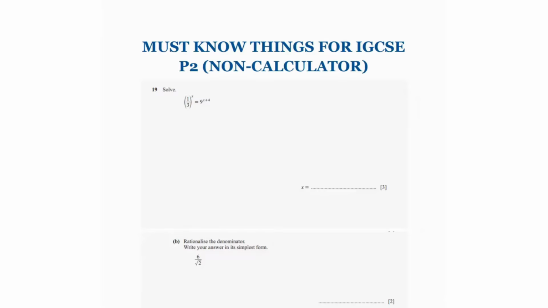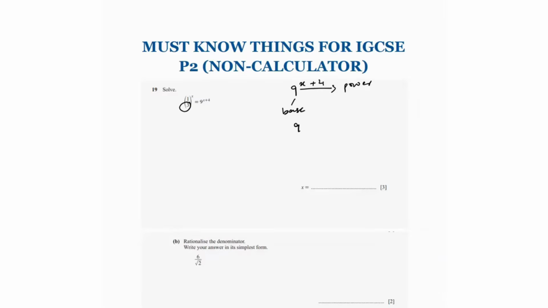So the first question is on indices. For these types of questions, you need to know what your basic square and cube numbers are. The reason we need to know them is that we have to make sure all of the bases, the base being this part, are the same. So if we have 9 to the power of x plus 4, 9 is your base and x plus 4 is your power. For these types of questions, we need to convert all of the bases into the same base, which is the prime factor base, and that's 3. 3 is a prime factor.